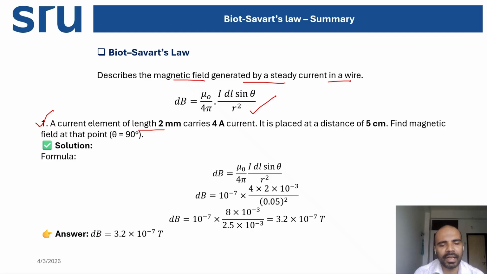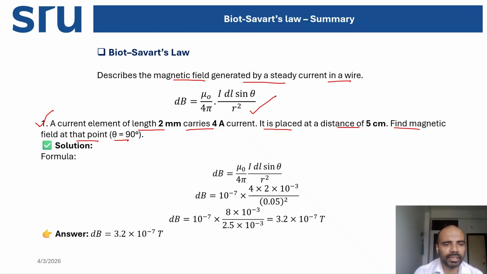We have discussed the current element, I dl, where I is the current and dl is the length of the current element. A current element of length 2 millimeter carries 4 ampere current. It is placed at a distance 5 centimeter from a point, suppose P. You need to find out the magnetic field at that point, where theta is the angle between the current element and the radial vector to the field point.